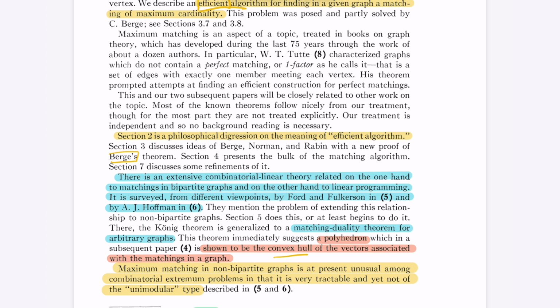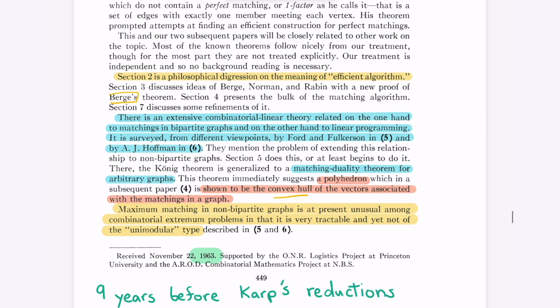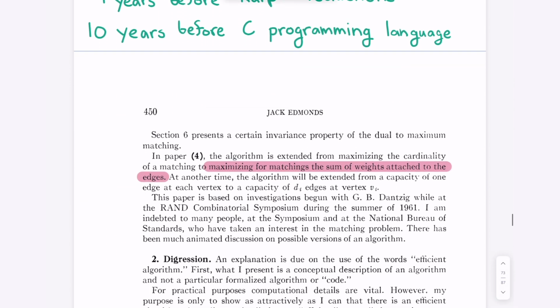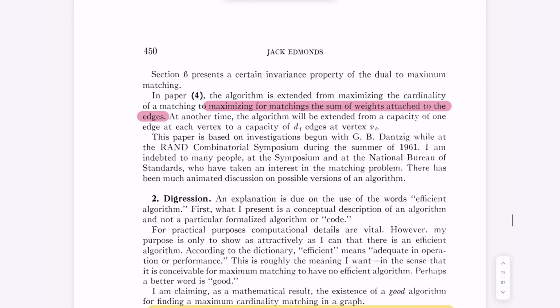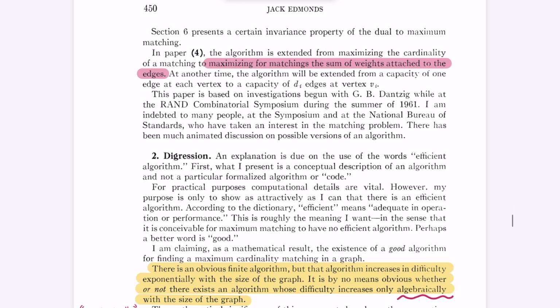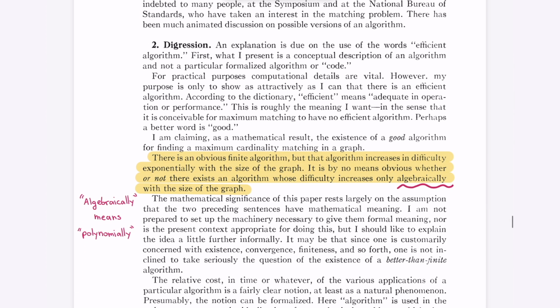Okay. Maximum matching of non-bipartite graphs is at present unusual among combinatorial extremum problems in that it is very tractable and yet not of the unimodular type. Okay, we didn't talk about unimodularity, but that's an important word. In a follow-up paper, he extended this to maximum weight matchings. Okay. All right, now this digression.